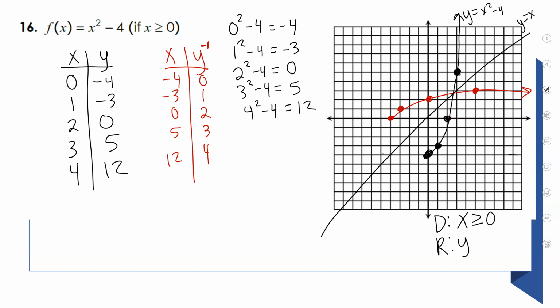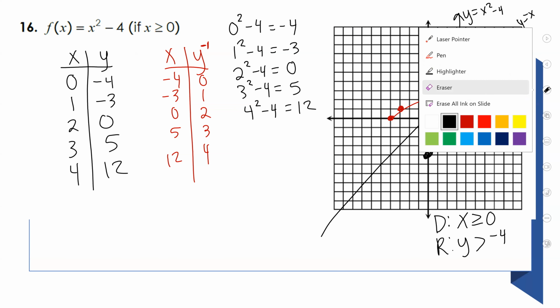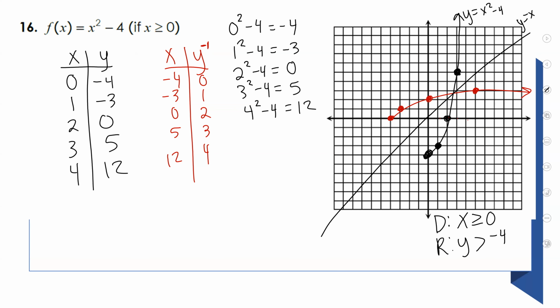Here's the bottom. Where is it at? Everything's bigger than -4, right? Everything just goes up from here. There's nothing down here. Okay, so that's the domain and range for the original. Let's talk about the domain and range for the inverse. So I'm going to do it in red since this graph right here is in red. So the inverse, can you guys tell me what is the domain of the inverse?